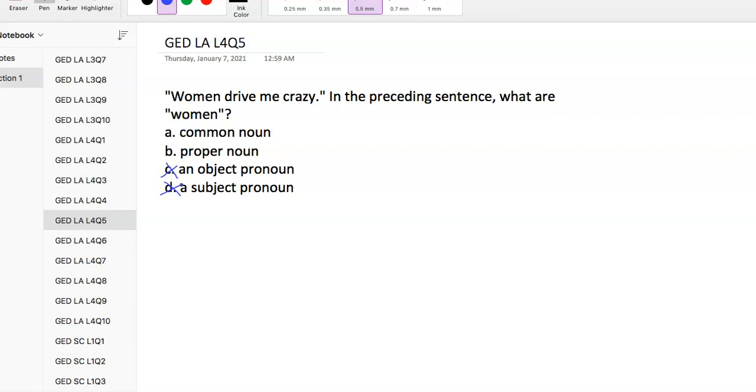To give you some info on the other two answer choices, though, a subject pronoun replaces the subject, such as the word she. An object pronoun replaces the object of the verb, such as him. Okay, so that's really detailed. But for our purposes, for this question, women is the common noun. If it said, Julia drives me crazy, so that's the specific woman, then proper noun.